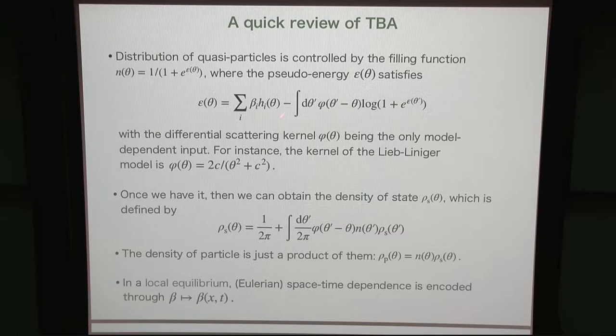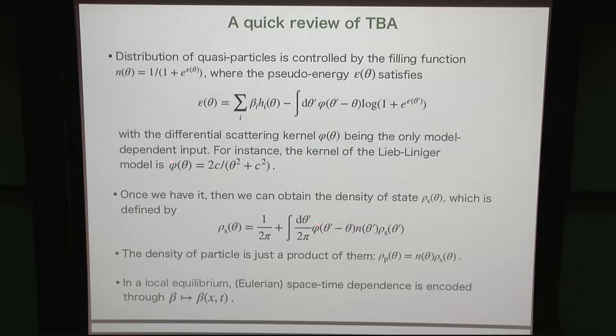And once you determine it, and give the source terms, which are like temperatures and chemical potentials, then you can solve this consistently, and then obtain the pseudo-energy, and then n of theta. Once you have it, then you can use it to define the density of states, which is like this. This is again an integral equation that can be solved iteratively. Having this n of theta and rho_s of theta, you can just multiply them and obtain the particle density that is used in the definition of the previous quantities. So this is the basic ingredient that we need.